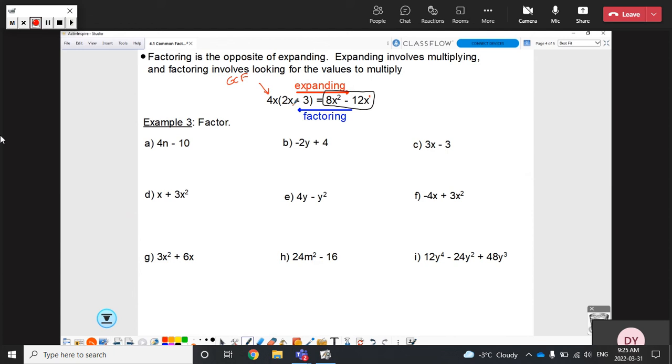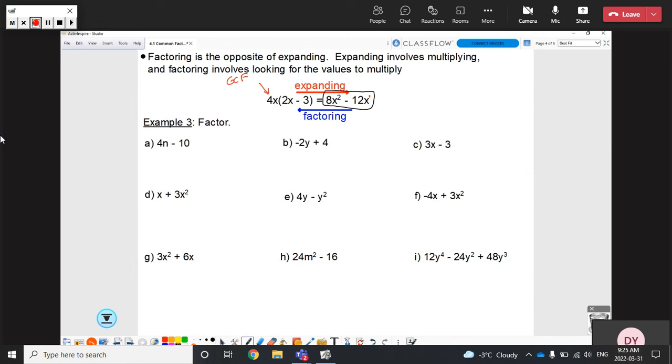Now remember, factoring is the opposite of expanding. Instead of multiplying when we expand, when we factor, we're going to divide. So what we actually do is we divide out the greatest common factor, which sounds strange. I'm going to show you in this first example.